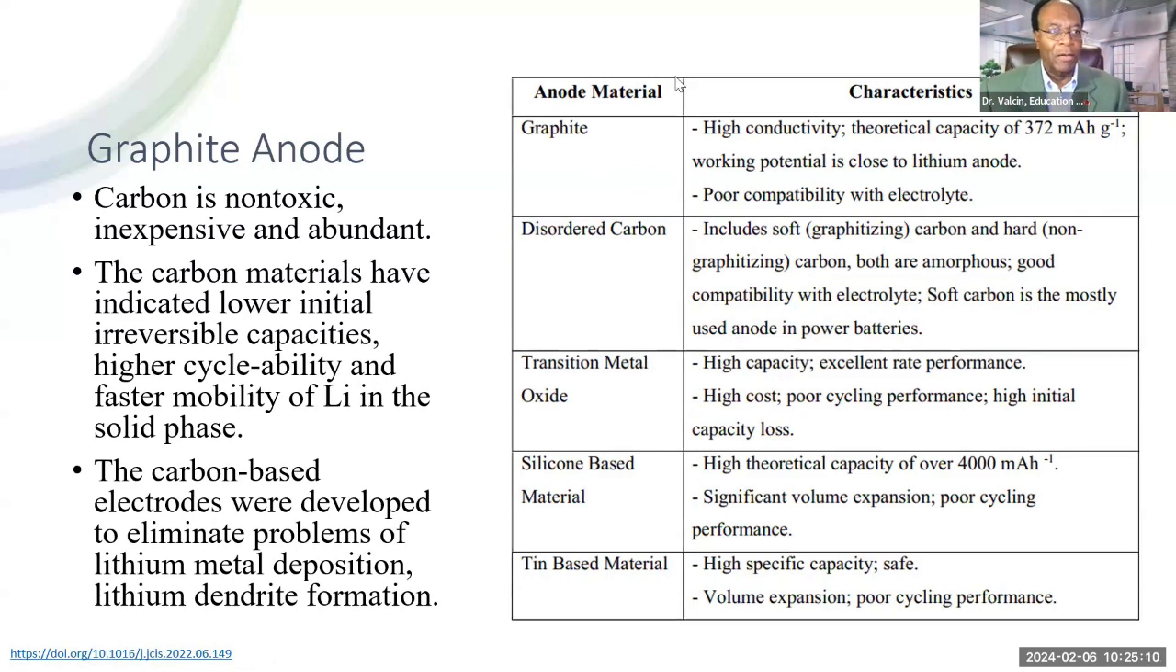Graphite anode is a carbon that is non-toxic. It is inexpensive and abundant. The carbon materials have indicated lower initially reversible capacities, higher cyclability, and faster mobility of lithium in the solid phase. The carbon-based electrodes were developed to eliminate problems of lithium metal deposition and lithium dendrite formation. Those are the details that you hopefully can understand about graphite anode.